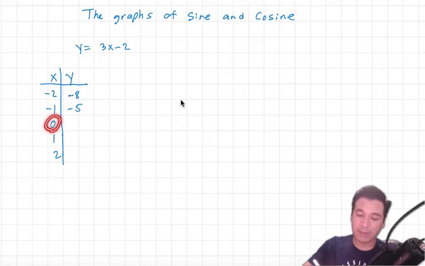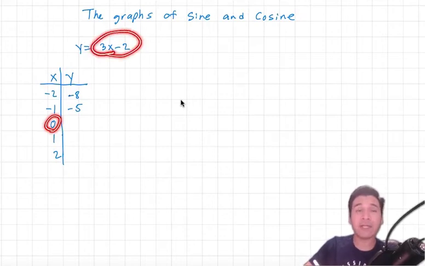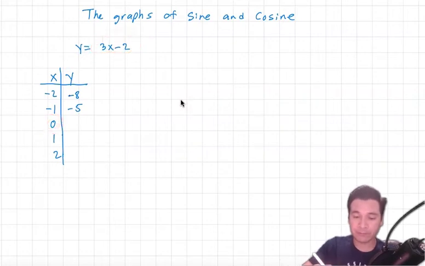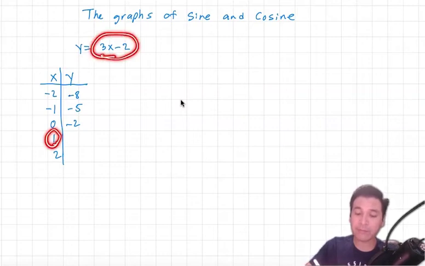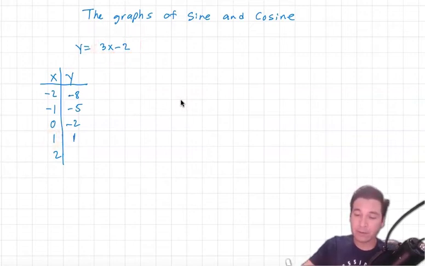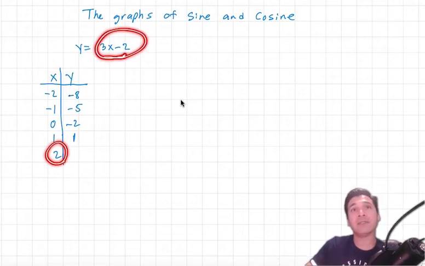Okay, if we plug in 0, then 3 times 0 is going to be 0, and then minus 2 will be -2. And if we plug in 1, then we get 3 times 1 is 3, and then 3 minus 2 will be 1. And if we plug in 2, then 3 times 2 will be 6, and then 6 minus 2 will be 4.